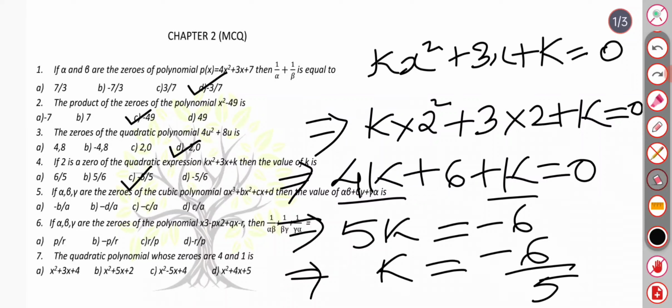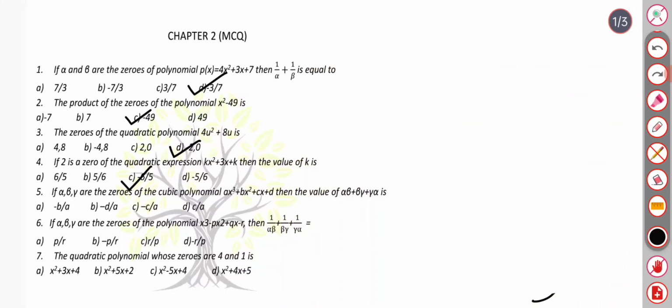Okay. Now similarly we'll move to question number 5. Let's see what is given in question number 5. If alpha, beta, and gamma are the zeros of the cubic polynomial x cube plus bx square plus cx plus d, then the value of alpha beta plus beta gamma plus gamma alpha.